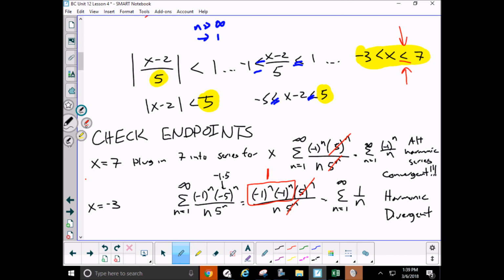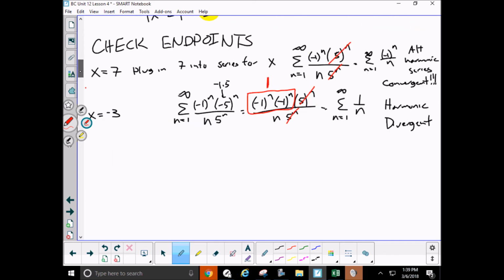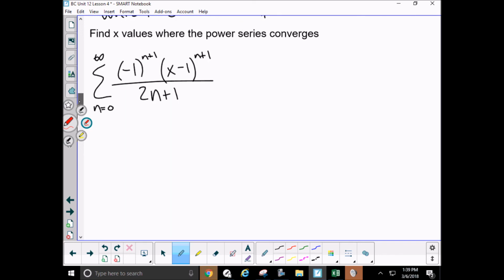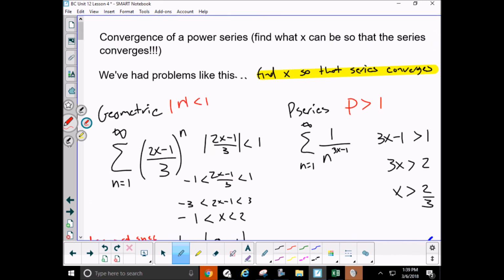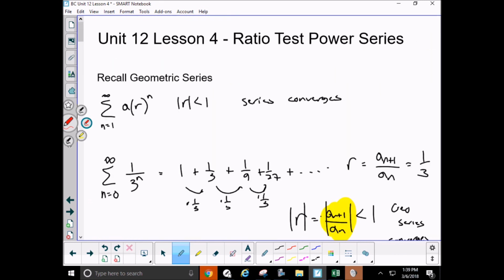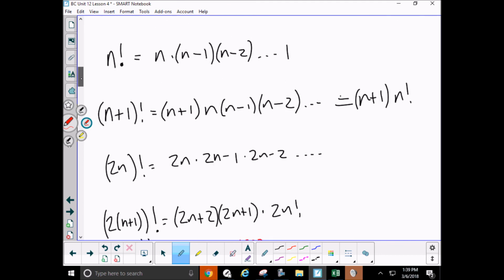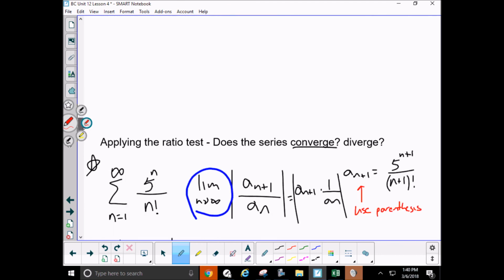So after all that, that is my final answer. That series will converge when x is less than or equal to 7 and greater than negative 3. These are involved problems. You need to practice them. I'm going to go back and do a couple more ratio tests and then do the rest of the power series. You can watch these in the video. And make sure you do your quiz to practice.